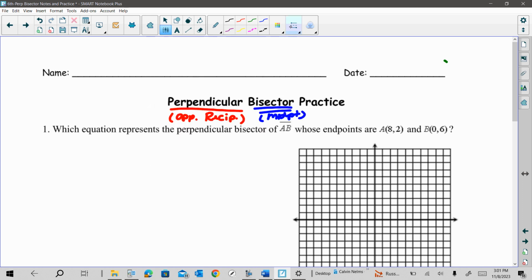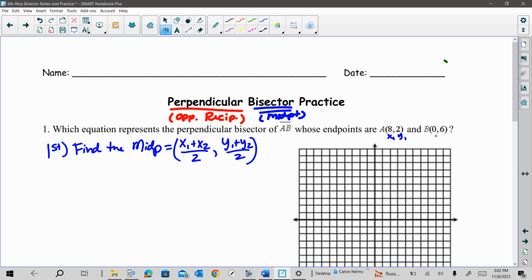Let me do that. So the first thing is always find the midpoint using the midpoint formula, which is (x1 plus x2) over 2 and (y1 plus y2) over 2. So we're doing the midpoint of the segment AB. A is (8, 2), so that's my x1 and y1. And B is (0, 6), so that's my x2 and y2.